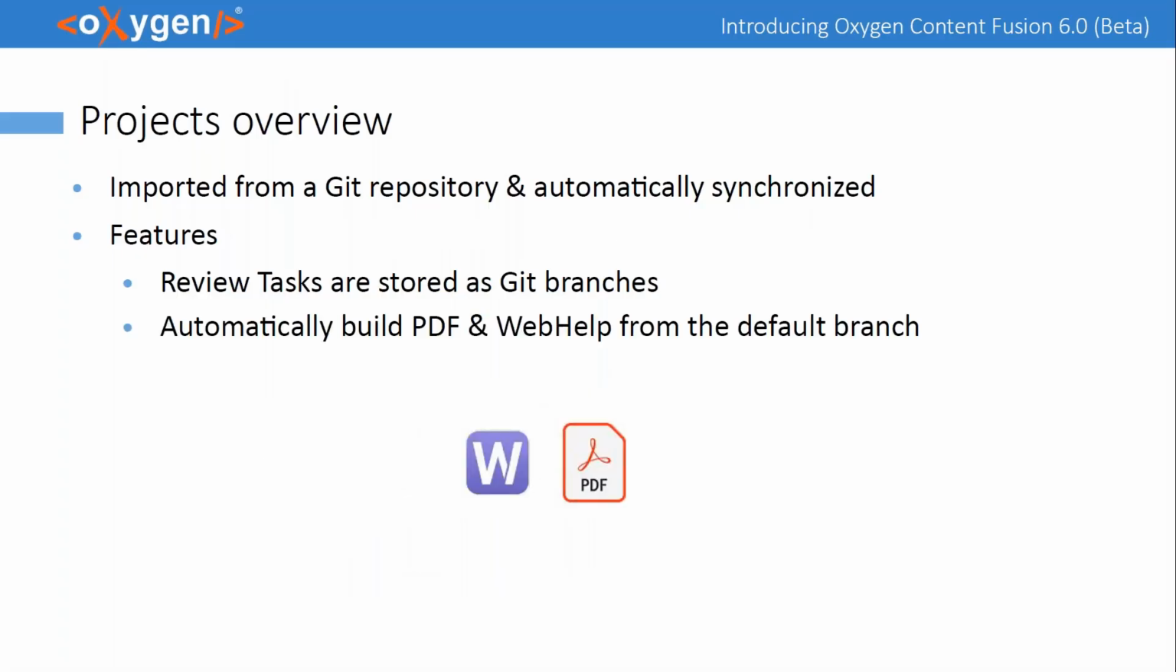Okay, another feature that was enabled by project was to automatically build PDF and web help outputs from the project's default branch. So every time there is a commit on the project default branch, you can configure Content Fusion to generate web help and PDF outputs from your DITA content.